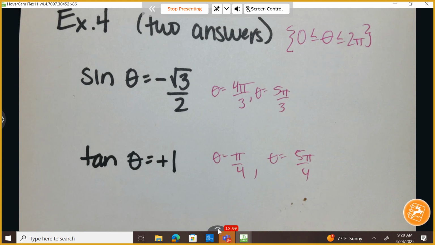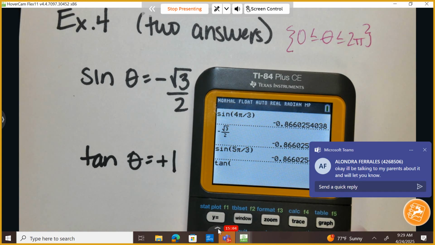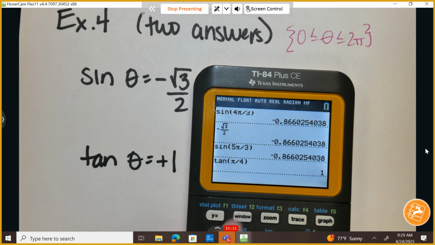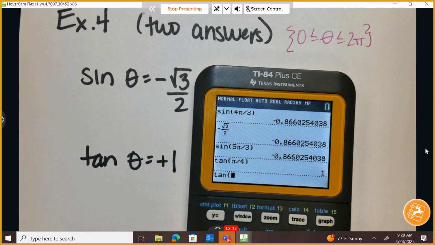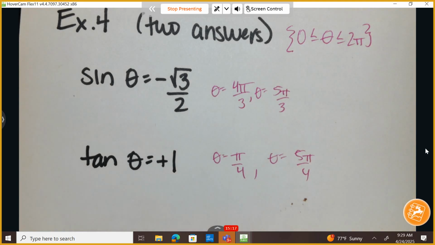And again, I just want to show you one more time how we could do this. We could say the tangent of pi divided by 4, and we can see it equals 1, and we could do the tangent of 5 pi divided by 4. It also equals 1 because that's exactly what we desired.